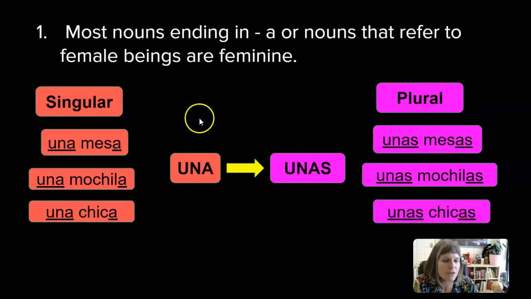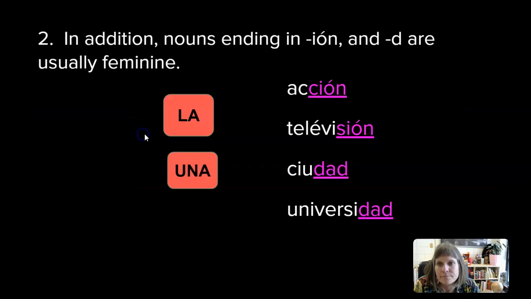Una chica, unas chicas. Muy bien. And otra vez, es mucho vocabulario. It's a lot of vocab. So if you don't know the vocabulario, it does make it a little bit more challenging, but not imposible. In addition, nouns ending in ION and D are usually feminine. La acción, la televisión, la ciudad, la universidad. And that's why I say it's just better when you get the vocab list to memorize the definite article that is in front of the word.